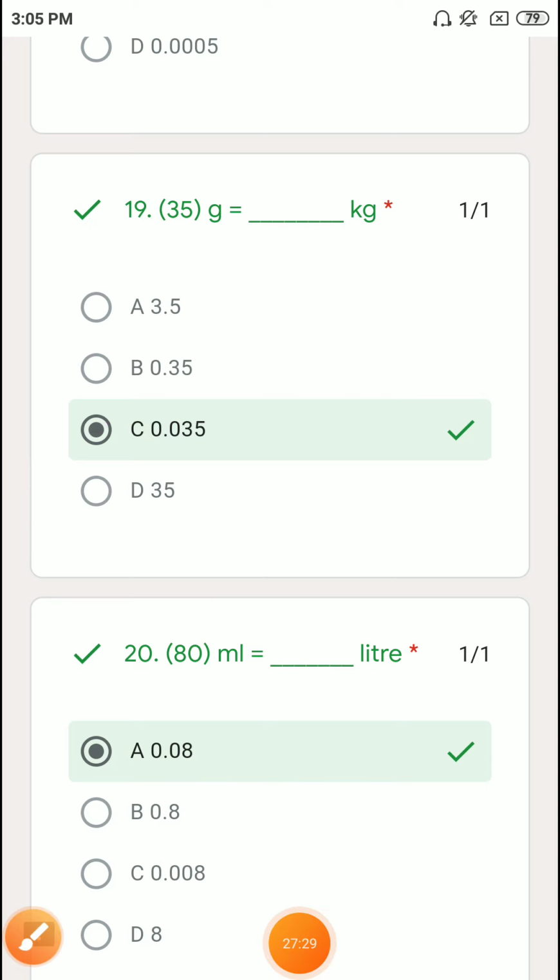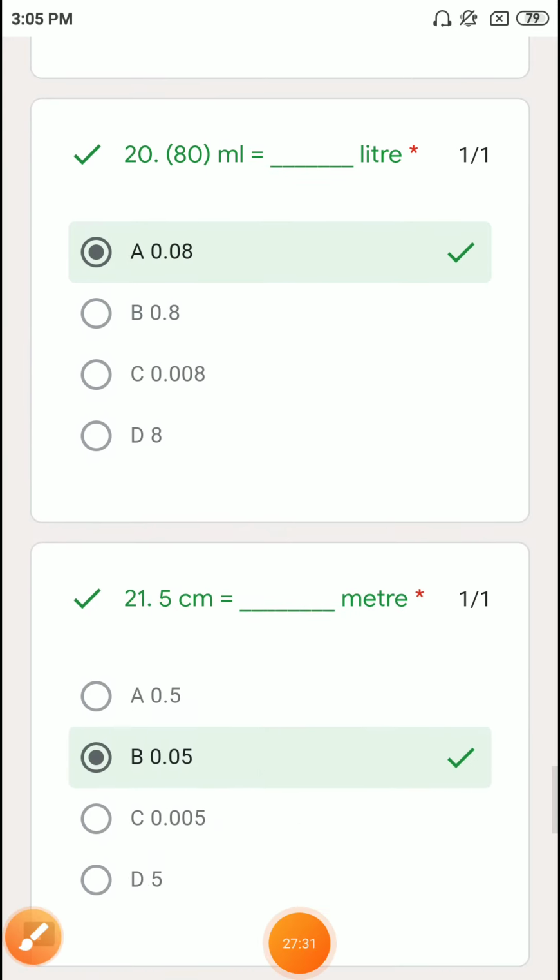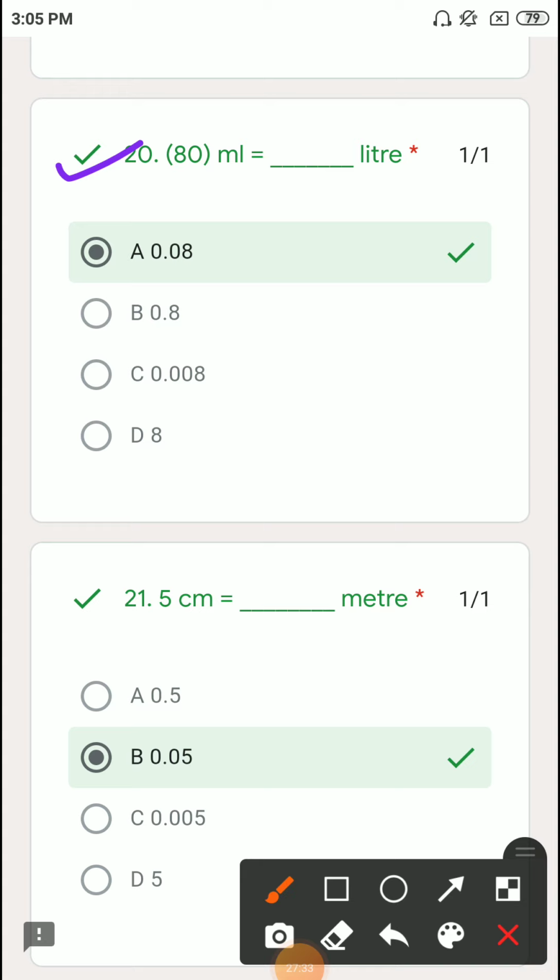Okay, after that, question number 20. 80 ml is equal to how many liter? Now same thing for milliliter and liter. Milliliter is a small unit, liter is a big unit. If we want to convert from small unit to big unit, we need to use the division process, and the difference between milliliter and liter is 1000. So here we need to divide 80 by 1000.